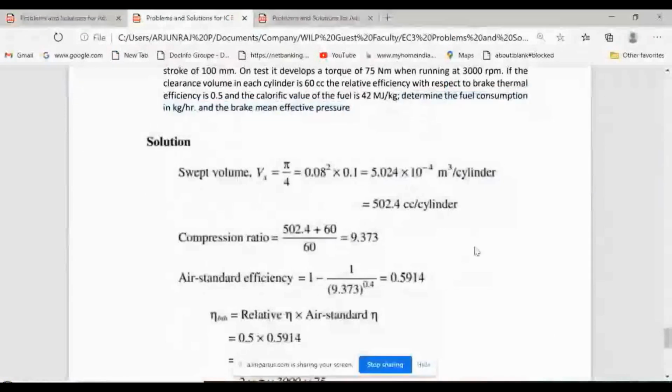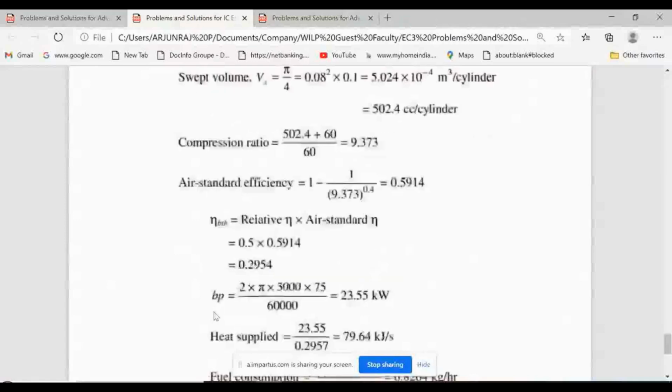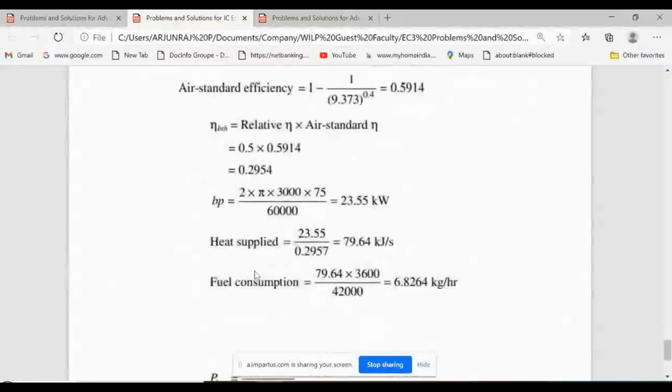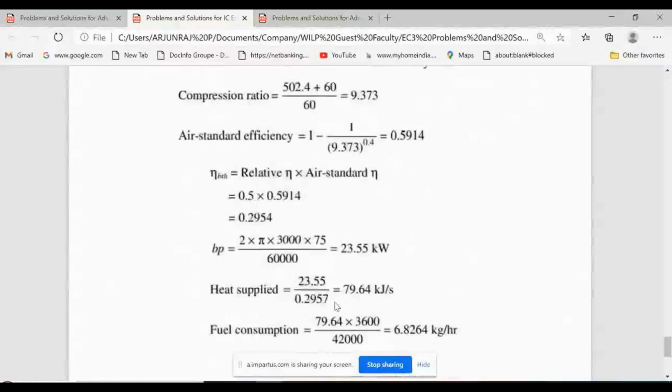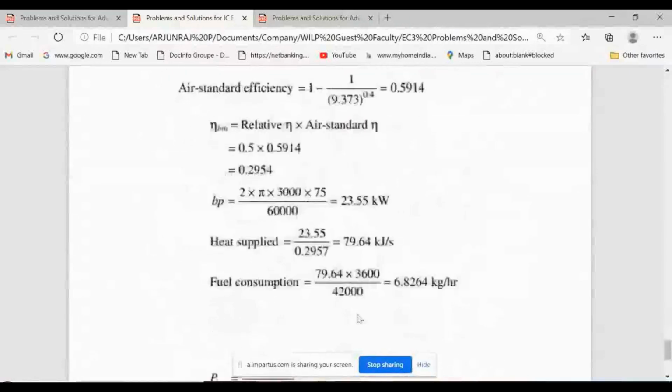Okay, so after finding out the air standard efficiency, how much are you getting? 59.14 percent. In the problem, they have given the relative efficiency as 0.5. They ask me to calculate the brake thermal efficiency. So when you multiply the relative efficiency by the air standard efficiency, you get the brake thermal efficiency. And what are they asking to calculate? They are asking to calculate the fuel consumption and the brake mean effective pressure.